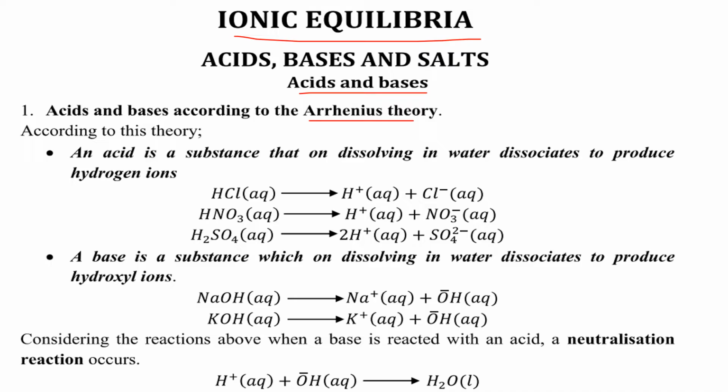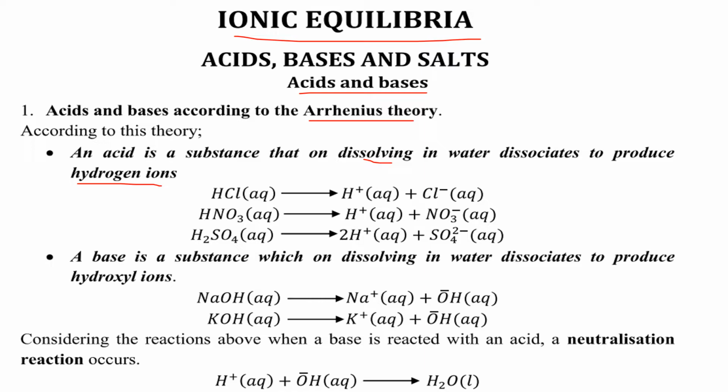So here we are saying that according to the Arrhenius theory, if we are to deal with acids and bases using Arrhenius ideas, you will find that Arrhenius defined an acid as a substance that on dissolving dissociates to produce hydrogen ions in solution. So Arrhenius proposed that whenever you have an acid, when you dissolve that acid in water, which is the solvent we basically use, you only get hydrogen ions in solution as the only positively charged ions.